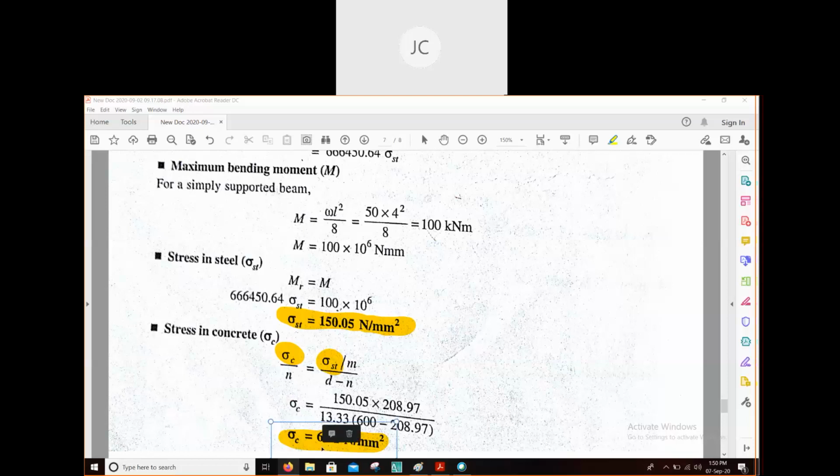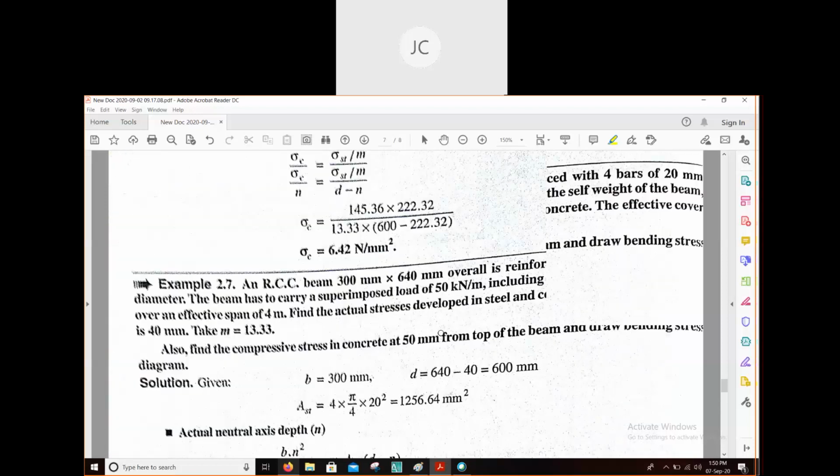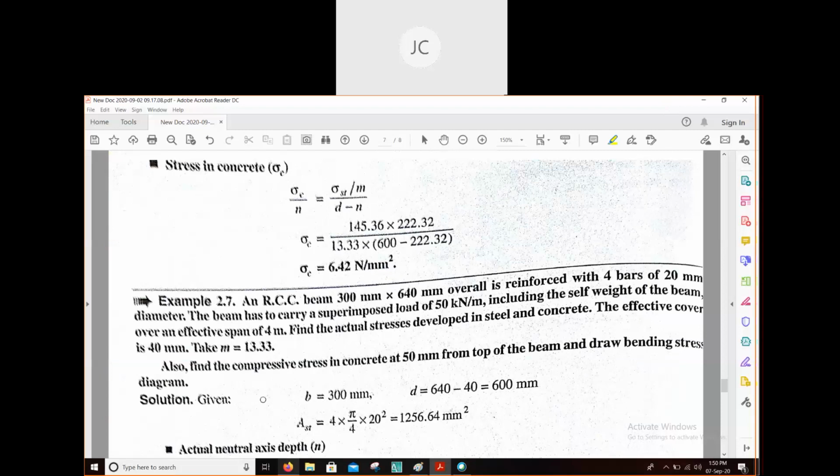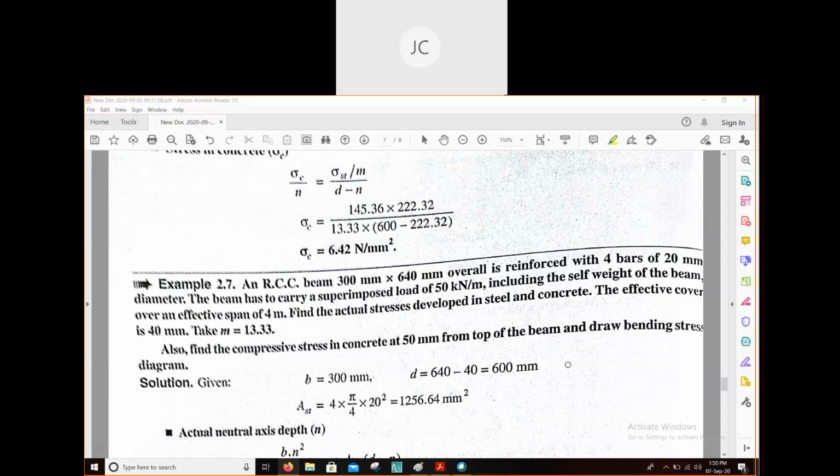Okay, so this 6 Newton per millimeter square is the maximum compressive stress developed in concrete at the topmost layer. Now, in this question, another thing we have to find out. Let us go to the question. You see here: also find the compressive stress in concrete at 50 millimeter from the top of the beam and draw the bending stress diagram. That means we have to find the stress in concrete at 50 millimeter from the top.